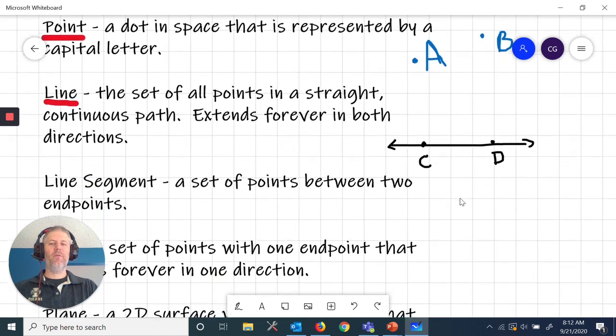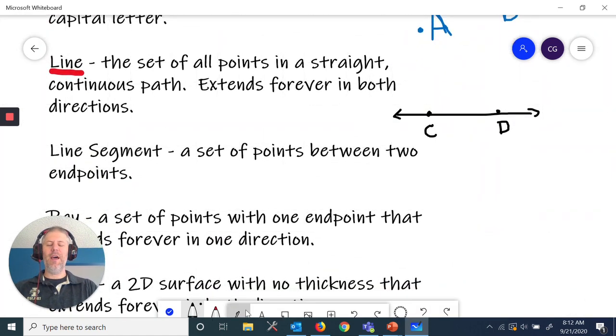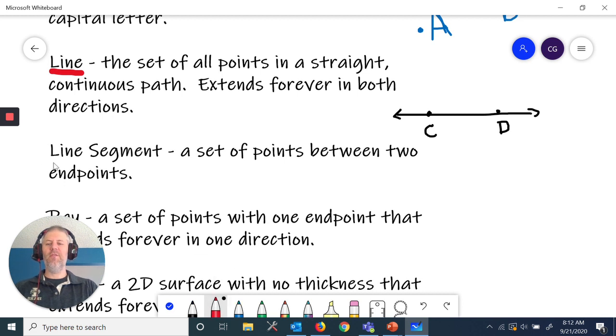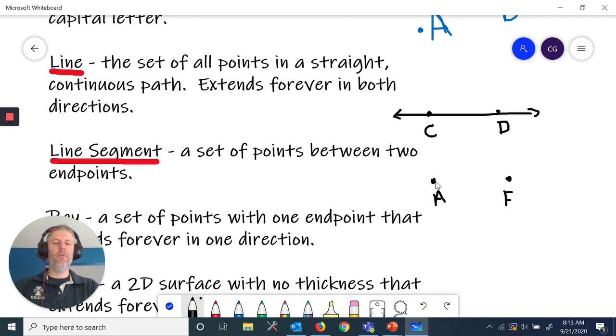From there, let's scroll on up. The next thing we'll talk about is a line segment. If you know the word segment, it just means part. So a line segment is a set of points between 2 endpoints. We're looking really just at the part of a line that we specifically want to talk about. If I have 2 points, let's call them A and F, line segment AF would go from A to F. That's what the picture would look like. We're not concerned about a line that extends forever in both directions. We just want the part between the 2 points.